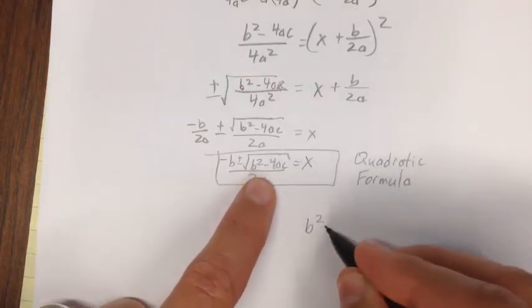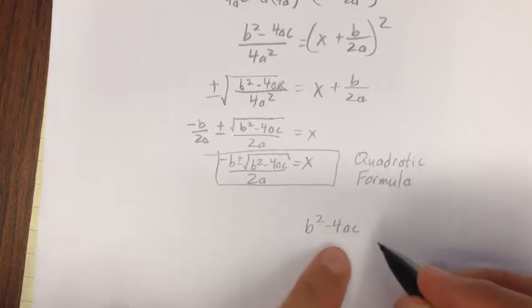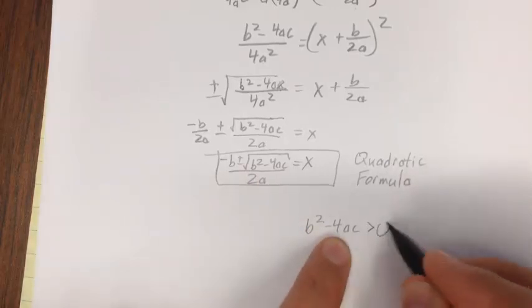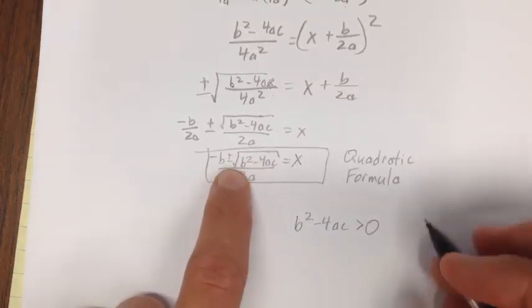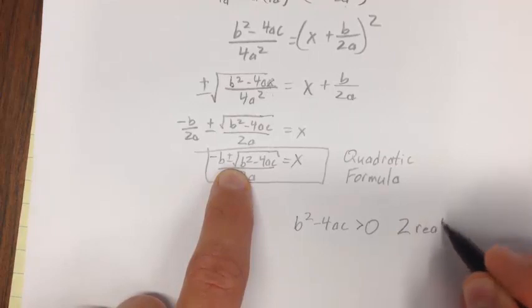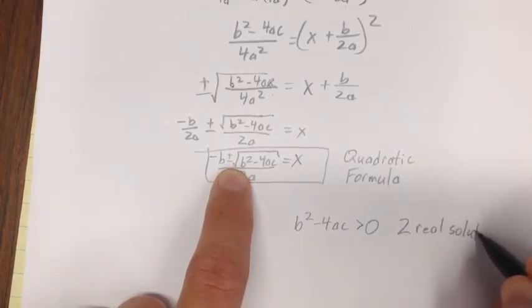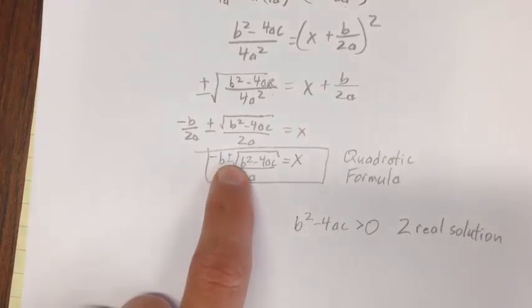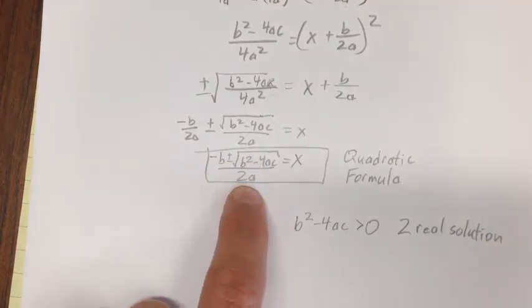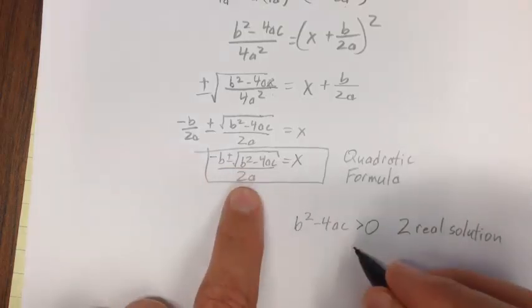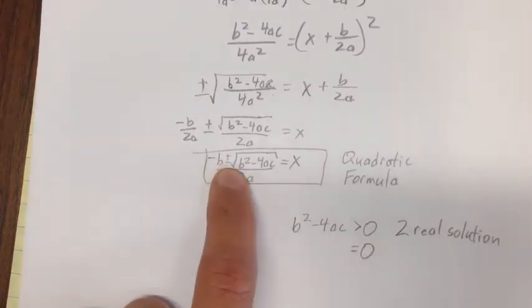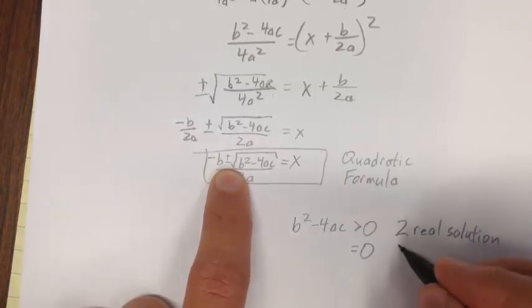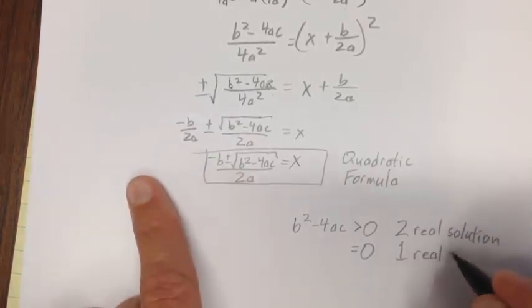using this term under the square root, b squared minus 4ac. If that term is greater than 0, can you see that I'm going to get the square root of a positive number added and subtracted? That's going to give me 2 real solutions. B is a real number, add a real number, I get another after dividing by that. B is a real number, subtract something, I get a real solution. Now, if this thing is equal to 0, then I get negative b plus 0 and negative b minus 0. Those are both solutions, they just happen to be the same real solution, so one real solution.